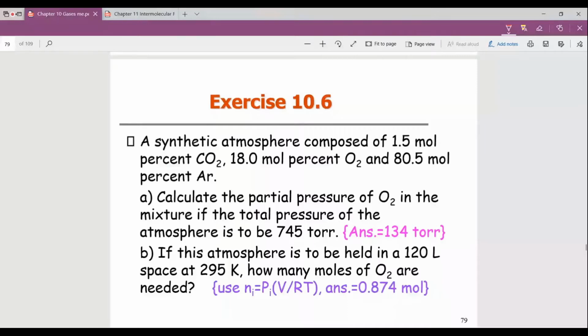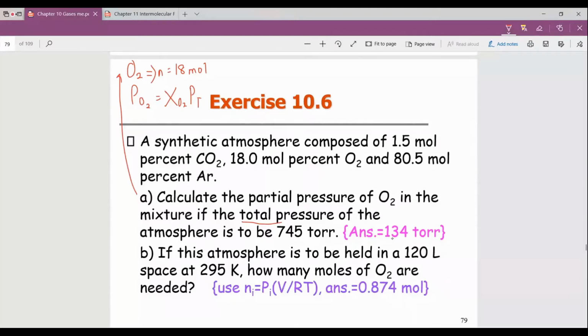Okay, so O2, how to calculate the partial pressure for O2? O2 is given a number of mole. The oxygen number of mole is 18 mole. Okay, and then we use the formula: PO2, the partial pressure for oxygen, is equal to the mole fraction of oxygen times P total. Because you are given the total pressure, the total is 745 torr.